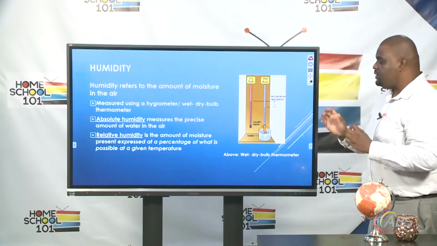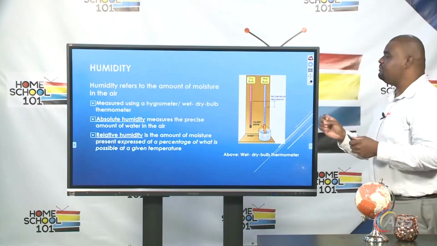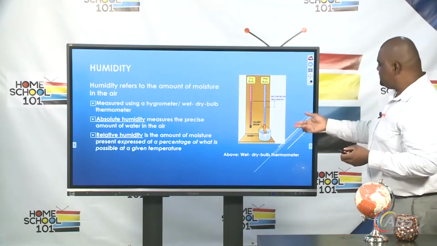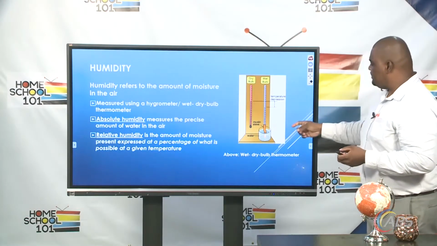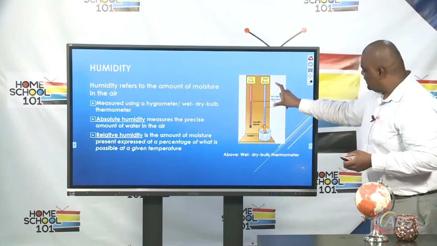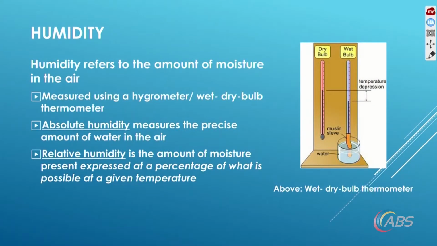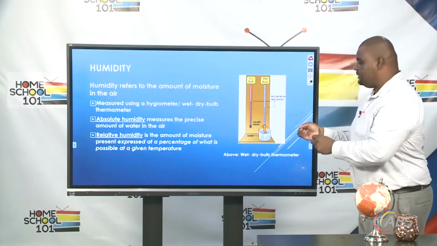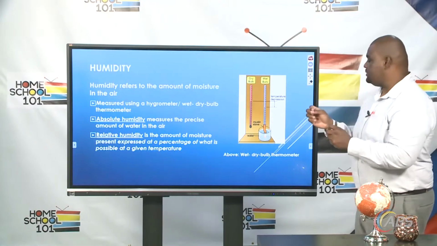All right, so humidity refers to the amount of moisture that's in the air, and it's measured using a hygrometer or a wet-dry thermometer. So you have two different measuring devices, one of which is in water and the other one is dry. So absolute humidity is basically a measurement. In this case, it's grams per cubic meter. Then you have relative humidity, which is an expression of the present moisture expressed as a percentage of what is possible at a given temperature.